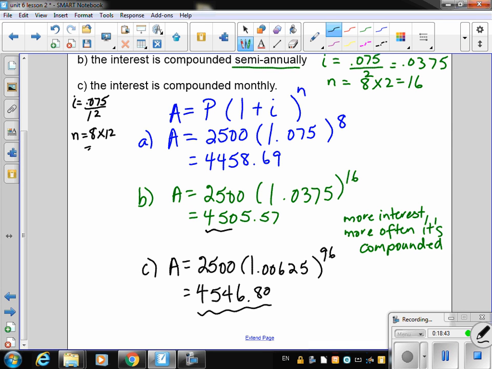So you can see you get more money if it's compounded more often. Not like hugely more, but certainly some more. And if she invests it for 25 years, what a great deal of difference that would make.